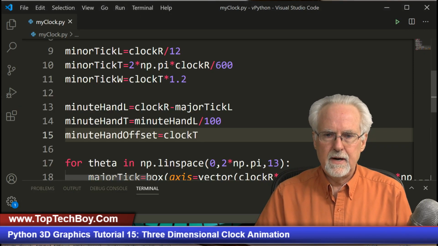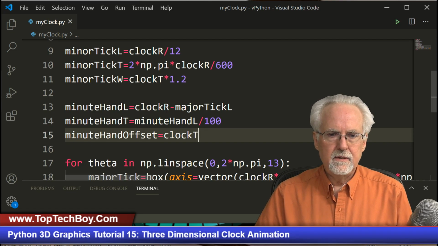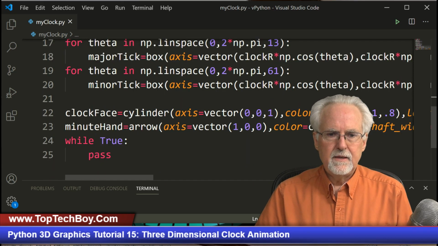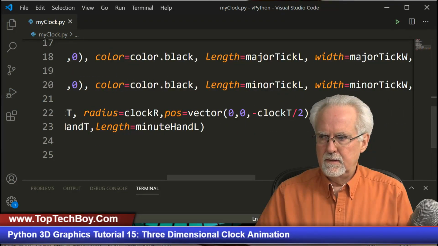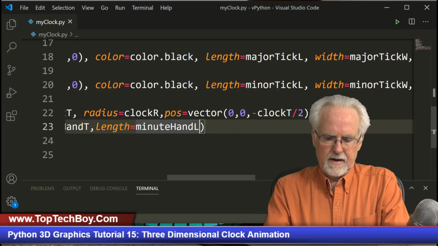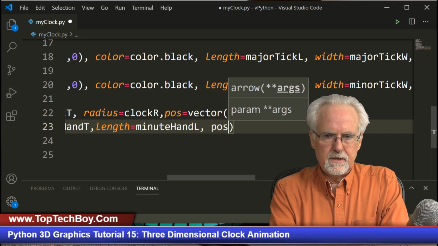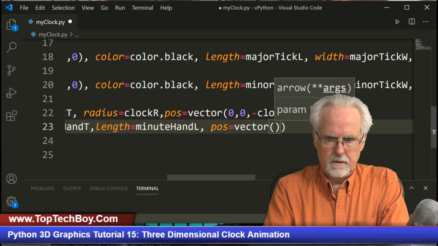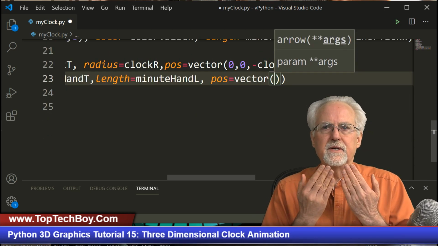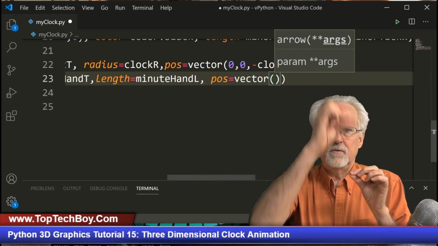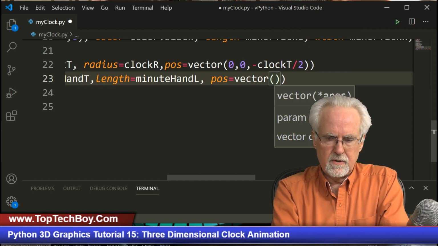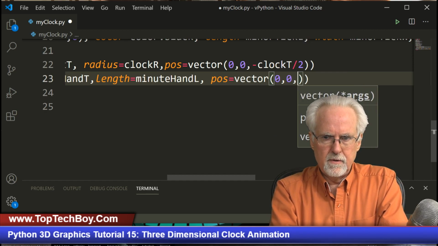I do not know why that did not come up. Because I didn't move it up, right? I didn't give it a position. I set it here with a parameter, but I didn't actually apply it. So I need to come down here in the minute hand and give it a position equal to vector. And then what direction is that? Well, this is X, this is Y, this is Z. I need to bring it out in the positive Z direction. So I will go 0, 0, comma.